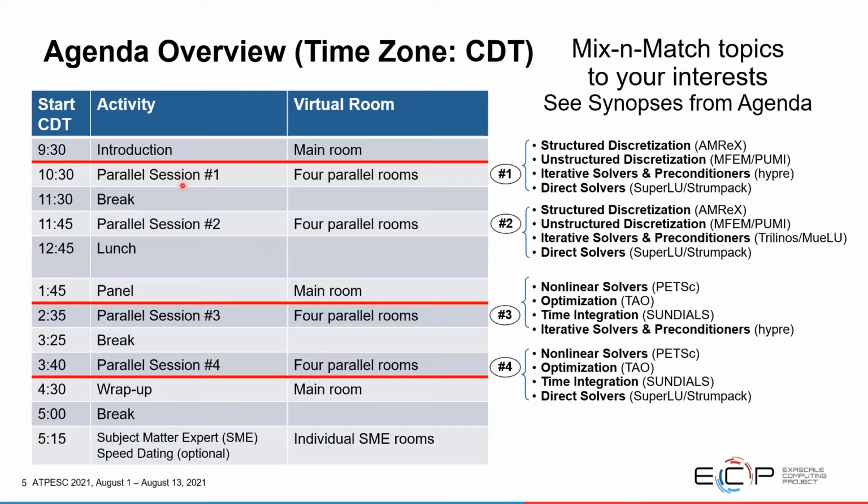You have 4 parallel sessions. Each of these sessions will have like 4 different topics, and you will be able to mix and match. In the mornings, the 2 parallel sessions will have a focus on discretizations for structured and unstructured grids, or iterative and direct solvers, so you can choose which one you're interested in. Then in the afternoon, we have additional topics of nonlinear solvers, optimization, and time integration, and you can also still choose solvers if you didn't do it in the morning. Now, Alp will have some suggestions in case you have difficulty with the choice.